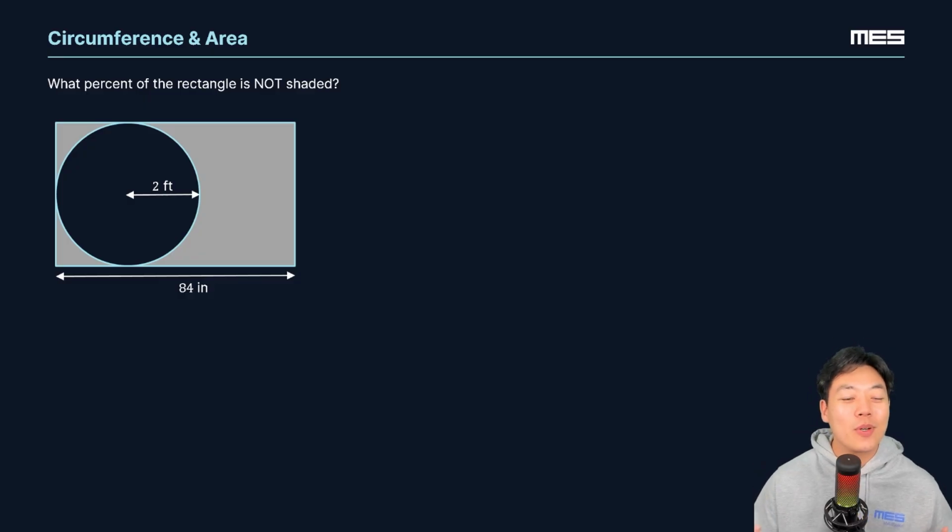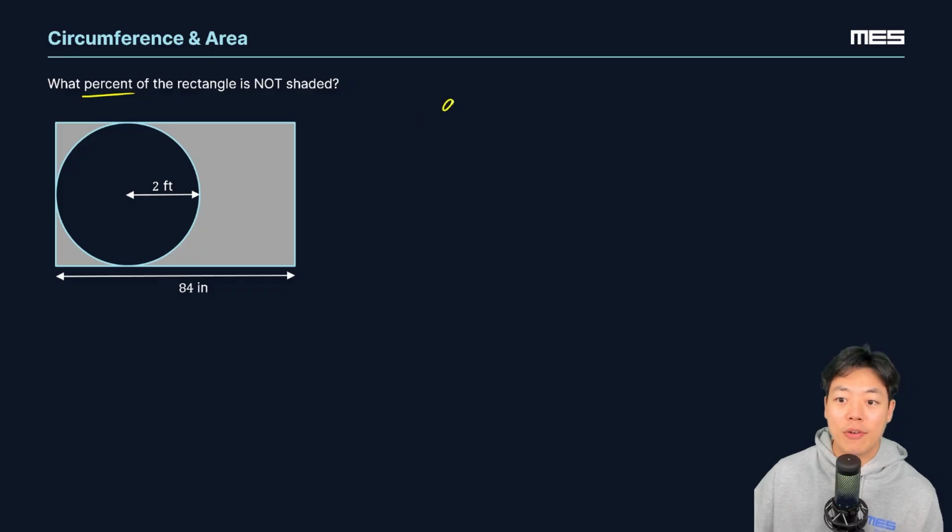Now, what percent of the rectangle is not shaded? Seems like a harmless problem, but once we start diving in, there are some little things that we have to pay attention to in order to get this fully correct. So what percent of the rectangle is not shaded?